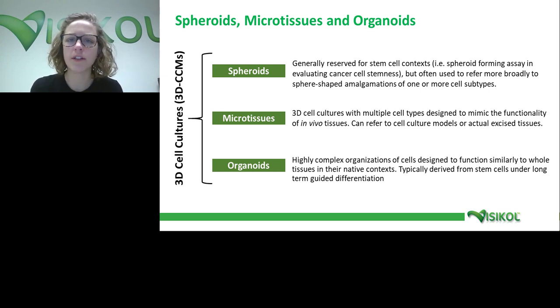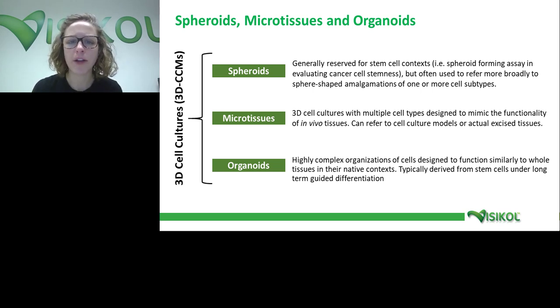I also wanted to touch on a little bit of nomenclature here. So you'll hear folks use different terminology for 3D cell culture models. We use this catch-all term, 3D cell culture models, to explain any sort of three-dimensional aggregate of cells. Spheroids in particular are generally reserved for stem cell contexts. For example, there's that spheroid forming assay in evaluating cancer cell stemness. But a lot of the times you'll see this term spheroid used more broadly for any sort of sphere-shaped amalgamation of a couple of different cells, maybe one or multiple cell subtypes.